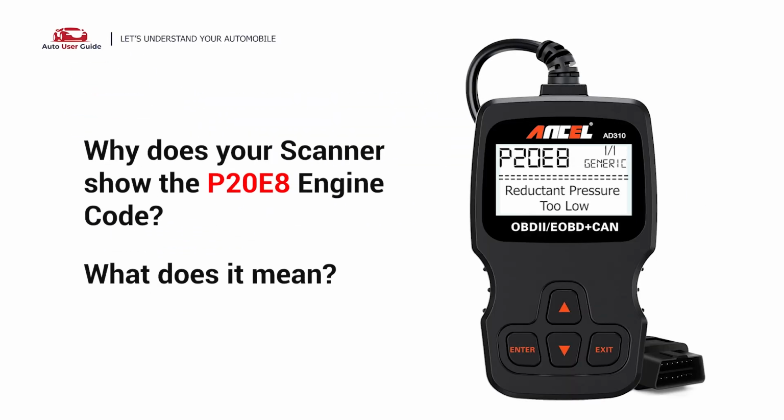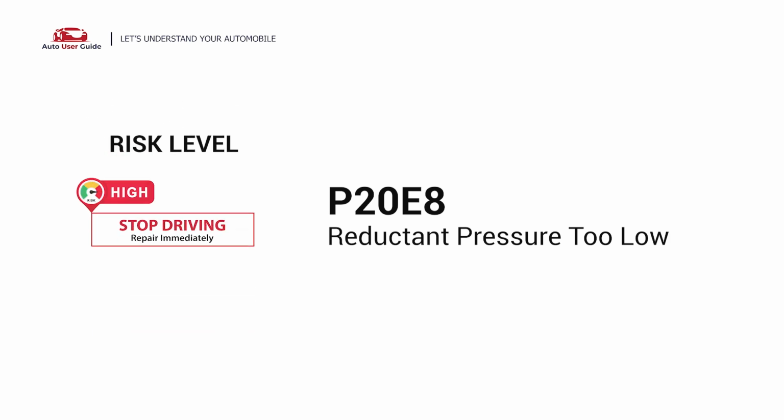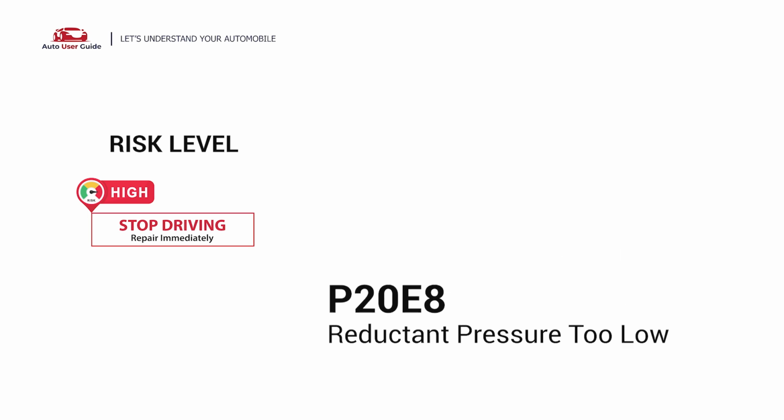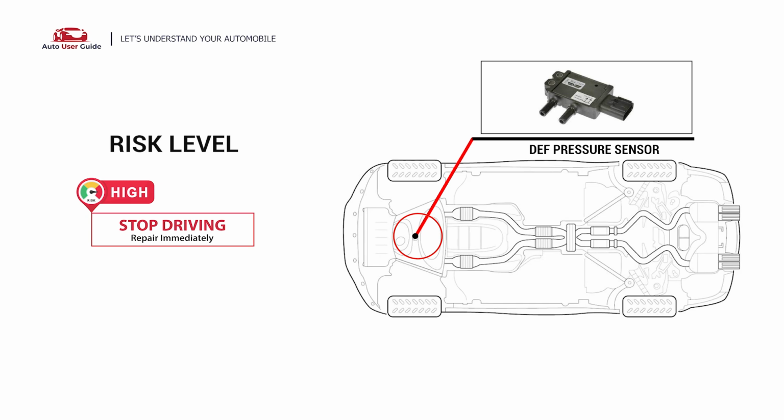Why does your scanner show the P20E8 engine code? What does it mean? P20E8 is a diagnostic trouble code for reductant pressure too low. This engine code indicates that the DEF pump reports insufficient performance for more than a threshold time. Under this circumstance, stop driving and repair your vehicle immediately.